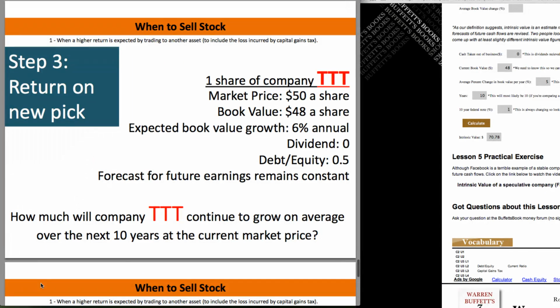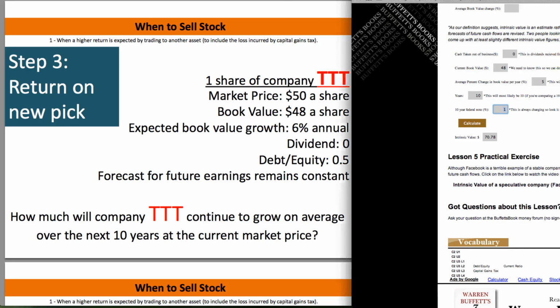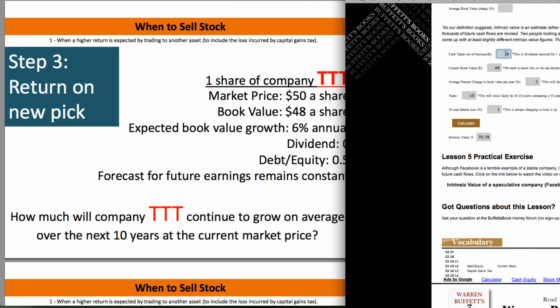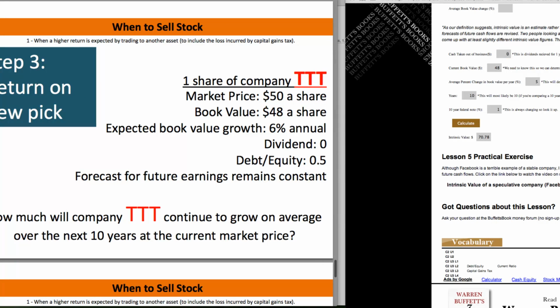So in order to do that, we come back to the Buffett's books intrinsic value calculator. Okay, and what we're going to do is the cash taken out of the business, no dividend is being paid. Okay, so that's going to be 0. The book value, just by chance, is still $48. Almost always that'll be different from your previous pick, so that's just pure coincidence. When we look at the average % change in book, this is a little different. This company TTT is a little bit higher at 6%. Okay, the number of years is still going to be 10, and our 10-year federal note, if you remember, is still 4.5% currently.